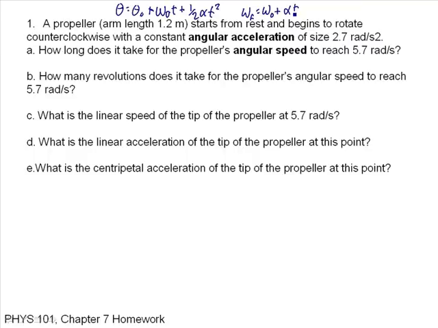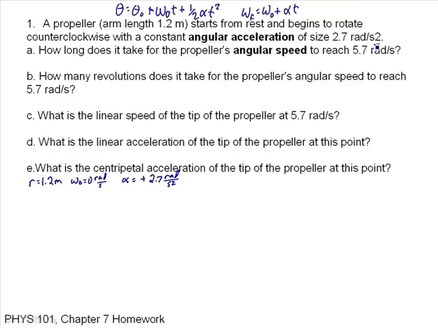Alright, so a propeller whose arm length is 1.2 meters, that's r, is equal to 1.2 meters, starts from rest, so omega naught is equal to 0 radians per second, and begins to rotate counterclockwise with a constant angular acceleration of 2.7 radians per second squared. So that's my alpha, and since it's counterclockwise, alpha is positive, and it's equal to 2.7 radians per second squared. This should be a subscript right here, or a superscript.